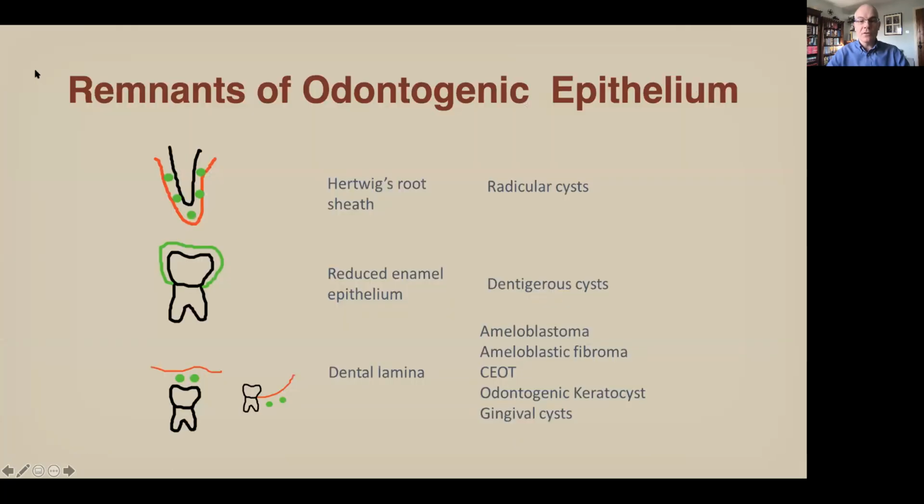Once tooth formation is complete, the tooth-making apparatus largely disappears, but there are some remnants, particularly of the odontogenic epithelium, which are very relevant to a number of lesions. The remnants of Hartwig's root sheath, which outlines the root shape of the tooth, may give rise to radicular cysts. The reduced enamel epithelium, which covers the crown of the completed tooth, may give rise to dentigerous cysts, and remnants of the dental lamina may give rise to a number of different lesions, which we will talk about throughout this course.